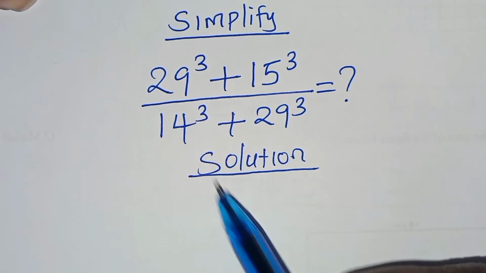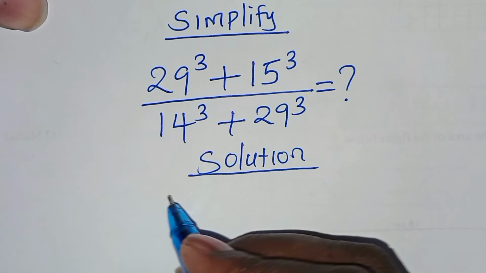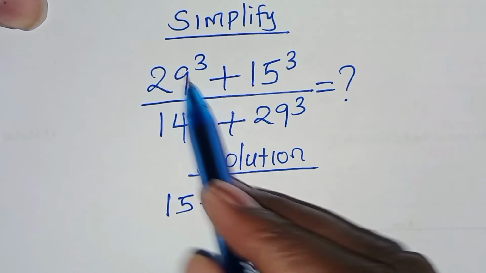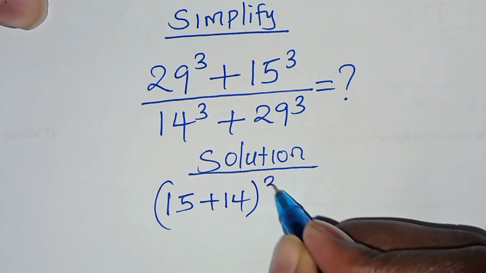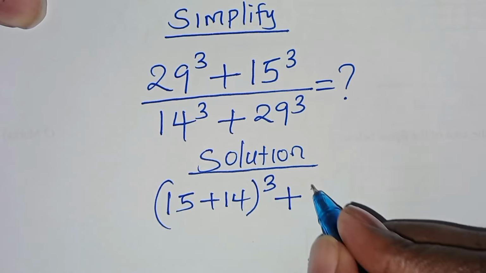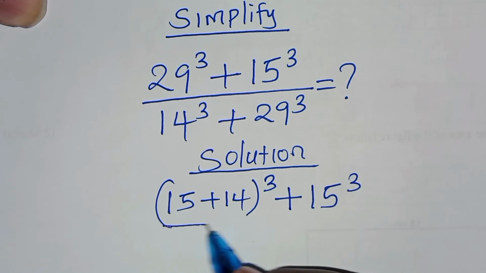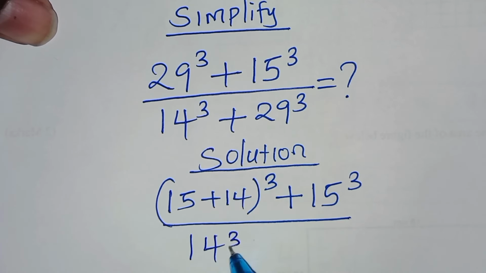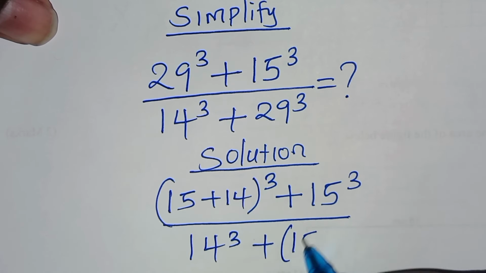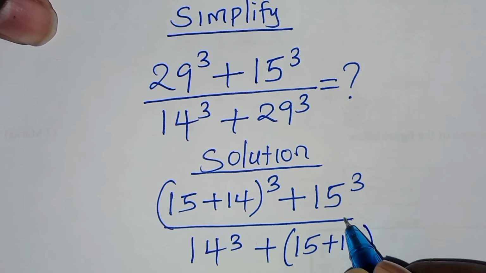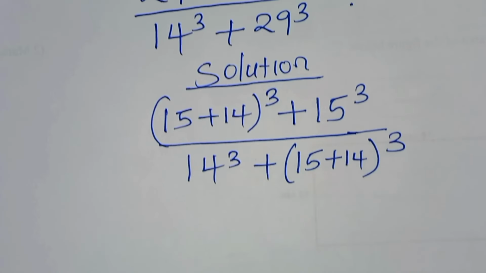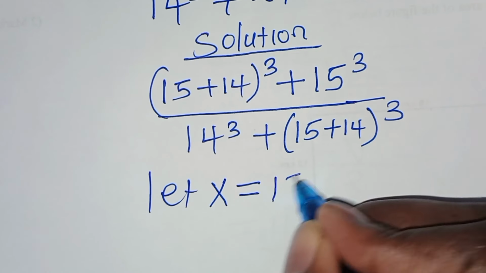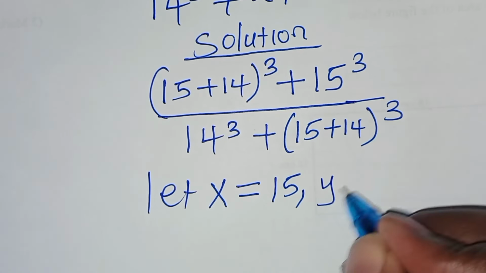From what we have here, we can express 29 as 15 plus 14. 15 plus 14 is the same thing as 29. Now all this raised to power 3, then plus 15 to power 3, divided by 14 to power 3 plus 29, which you can express as 15 plus 14, all this raised to power 3. The next step from here, we can say let x be equal to 15 and let y be equal to 14.